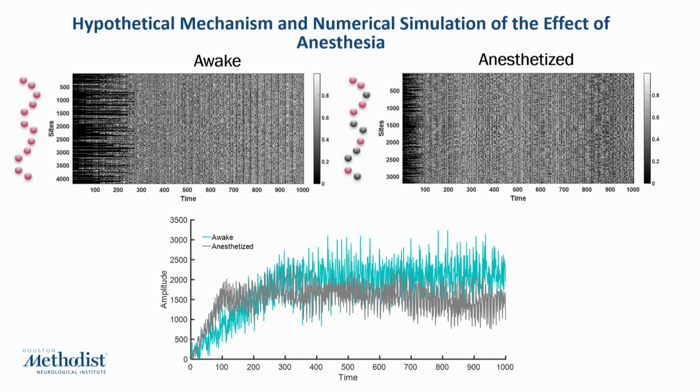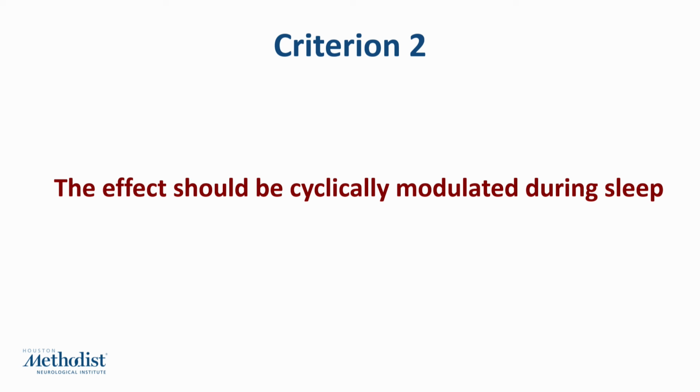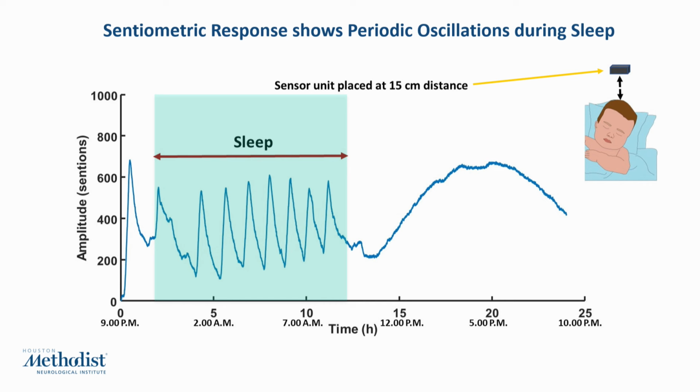And also, the remaining ones that are there are synchronized as opposed to desynchronized. And this is known from EEG. Wakeful EEG is desynchronized. In sleep state and anesthesia, you get more low, slow wave activity, synchronized activity, large amplitude. Right? The effect should be cyclically modulated during sleep. So that is indeed what we see.